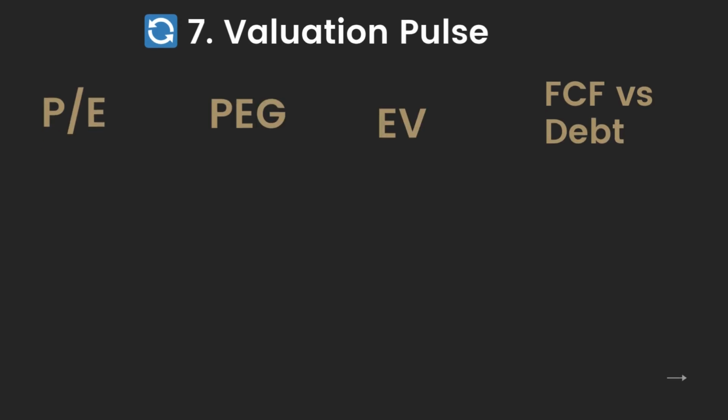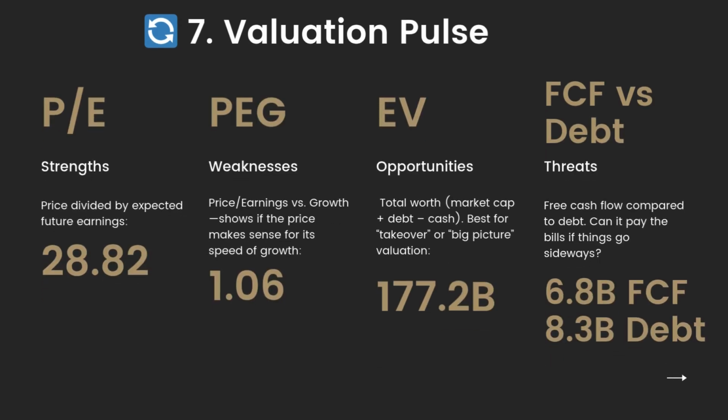Now let's go on to the seventh pillar, which is the valuation pulse. The forward PE for this company, price over earnings, is 28.82. And this is a pretty reasonable number for growth for a technology company at this scale. It's doing pretty good. In terms of the PEG ratio, it's about 1.06, which is pretty well balanced for the growth rate. So the price that you're seeing right now, it's not super inflated. It's a pretty good value to get in, but obviously wait till after the pullback.